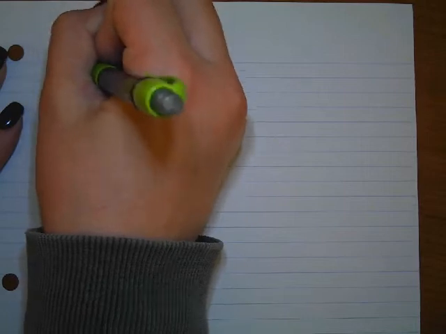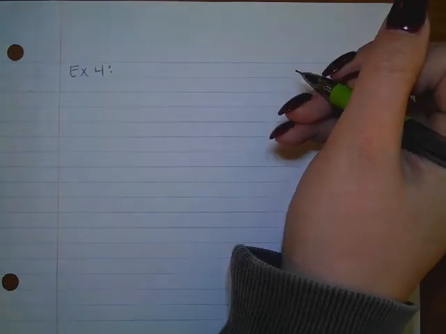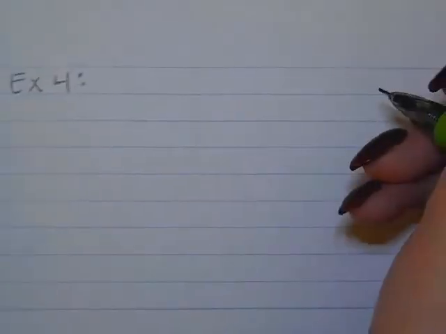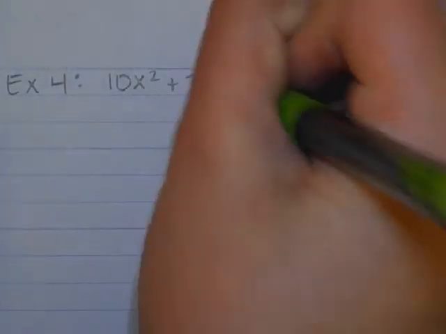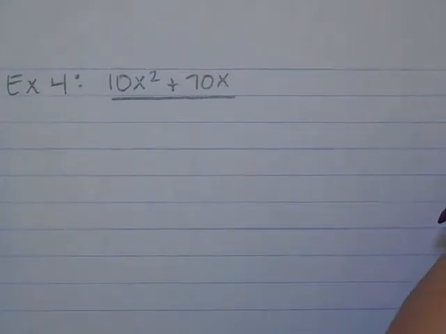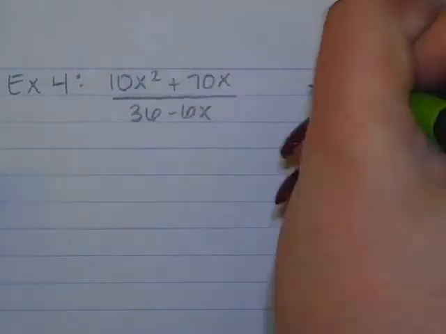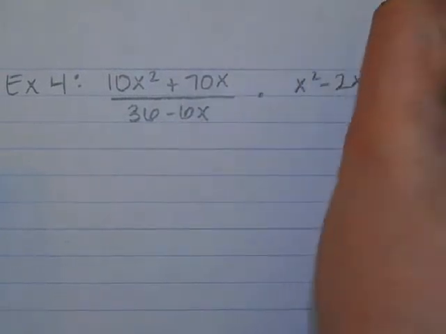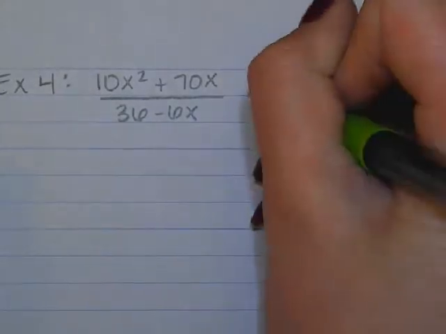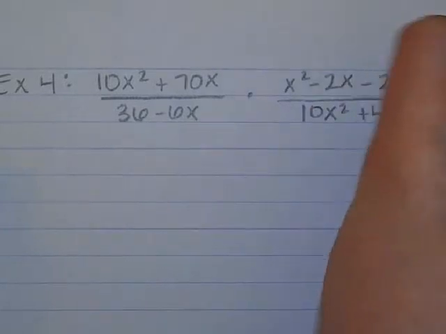All right. Example 4. 10x squared plus 70x divided by 36 minus 6x, times x squared minus 2x minus 24 divided by 10x squared plus 40x.